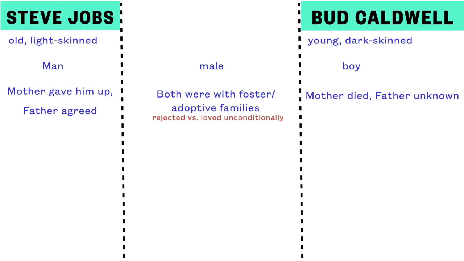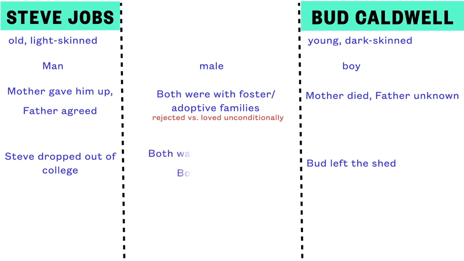Let's move on. On Bud Caldwell, when we think about Bud Caldwell, where we left in the story last was that Bud left the shed. And something very important in Steve Jobs' speeches, Steve talked about dropping out of college. What do those two things have in common? Bud left the shed because he wanted something. And Steve dropped out of college because he wanted the same thing. Both Steve Jobs and Bud Caldwell wanted a better life. And both of them ran away from the life they were in to have a new life.